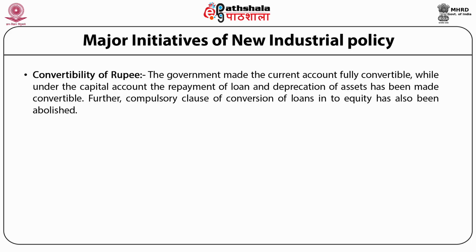Further, under the previous provisions, the financial institutions extending loans to the industrial houses had an option to convert the 20% loans into equity. It was a major threat to the industries, posing a threat to their positions. Under the new industrial policy 1991, such compulsory clause of conversion of loans into equity has been abolished.